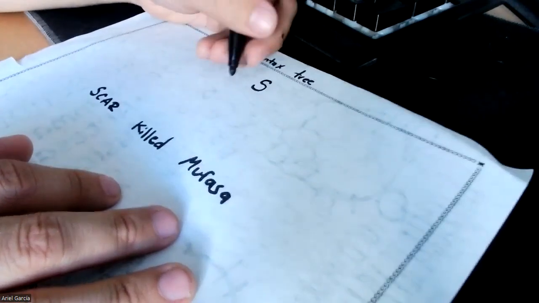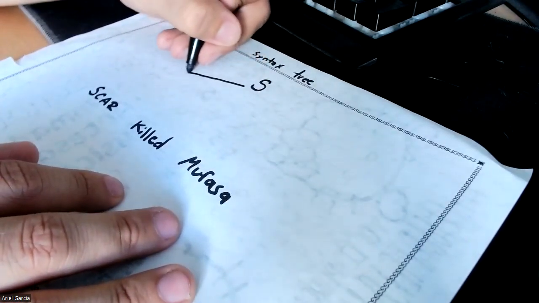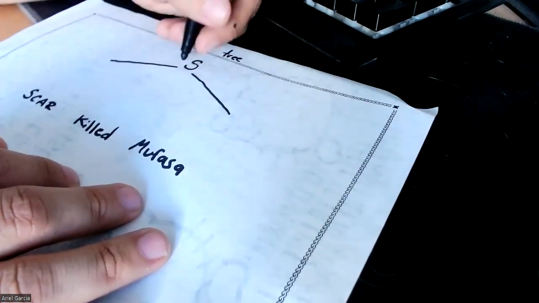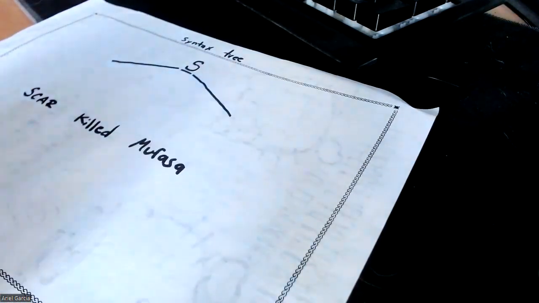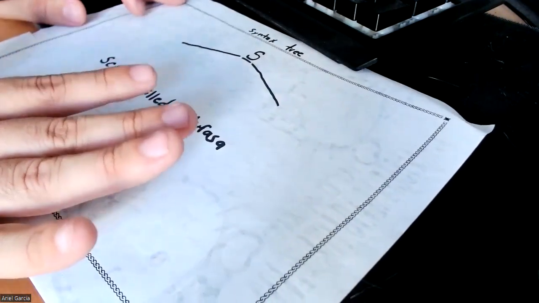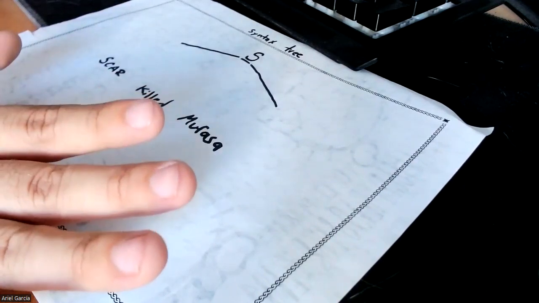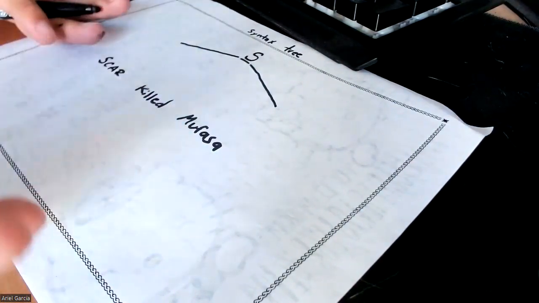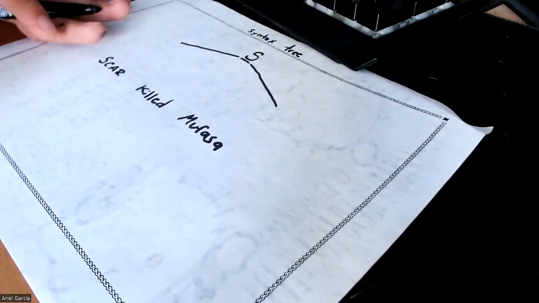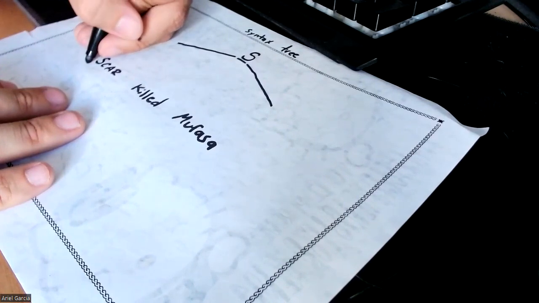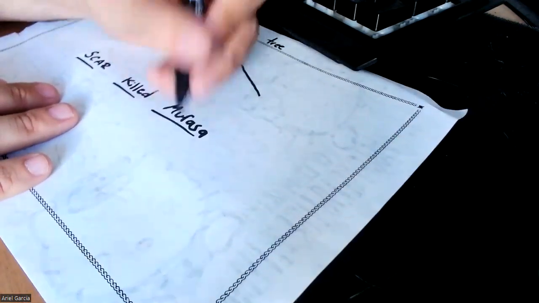So if we are going to be separating it, we have something called the syntax tree. The S is going to be for the sentence. This is a pretty common and simple way to understand it. I'm going to be putting another example for you, but as homework. Okay, so we just have Scar killed Mufasa.